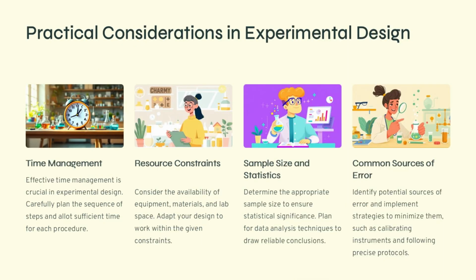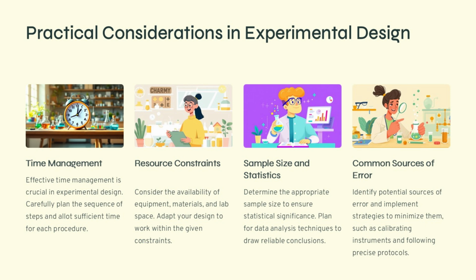Effective time management is crucial in experimental design. Carefully plan the sequence of steps and allocate sufficient time for each procedure. Consider the availability of equipment, materials, and lab space when designing your experiment. Adapt your design to work within the given constraints.